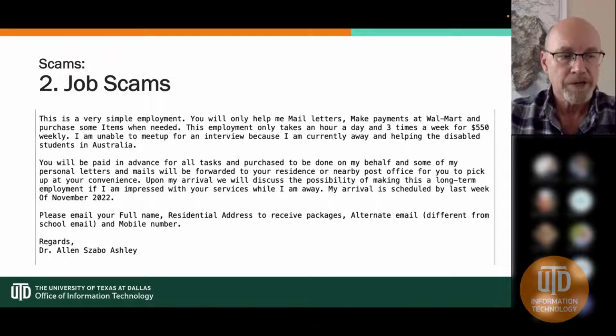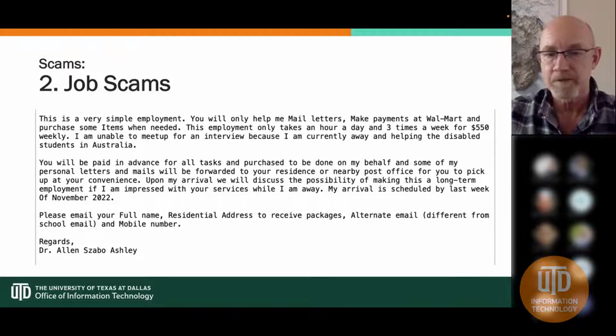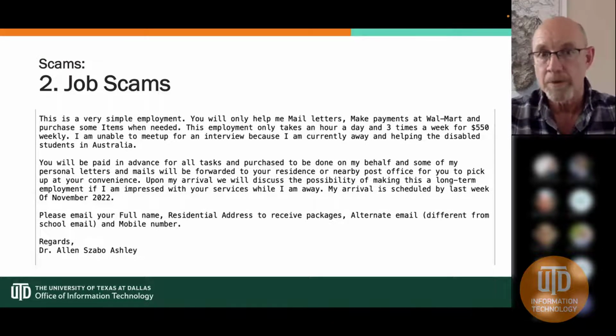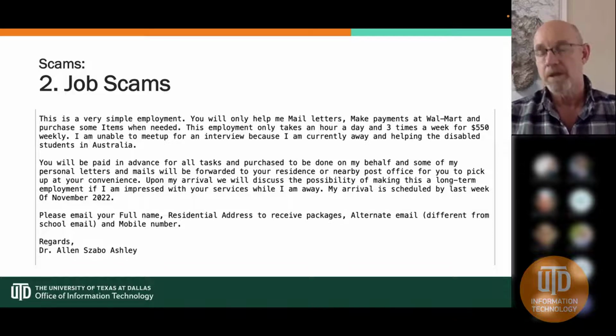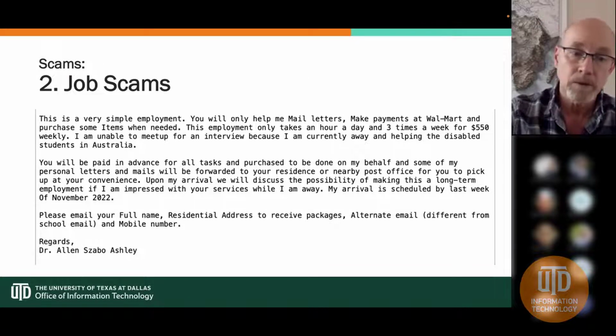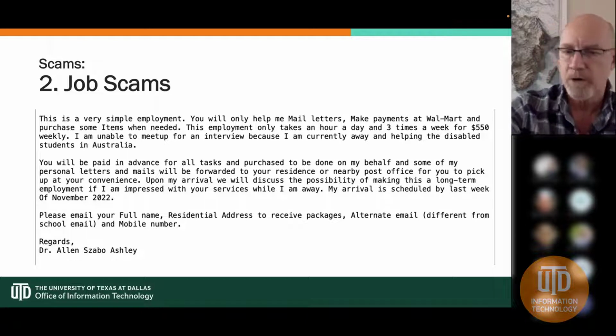This person also tries to make you work harder by saying that if I'm impressed with your services, we can make this full time. In other words, they want you to work hard for them. And once again, you'll notice that they want your alternate email address and your mobile phone number. That's very, very common. So once again, if people like Lucas and me step in and interfere, they can bypass us and still get a hold of you, okay? And on the last line, Dr. Alan Zabo Ashley.